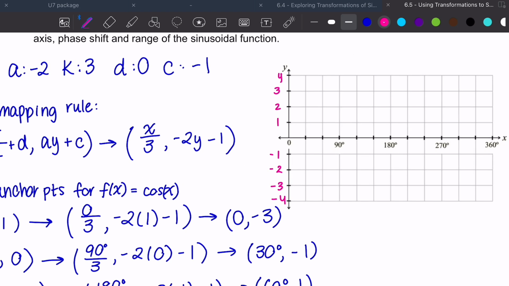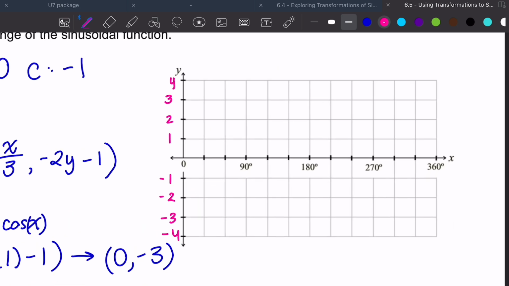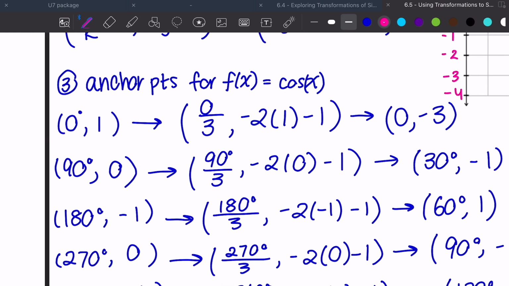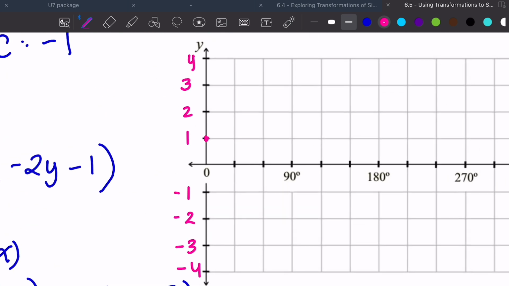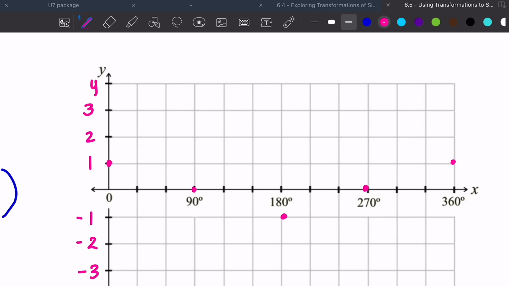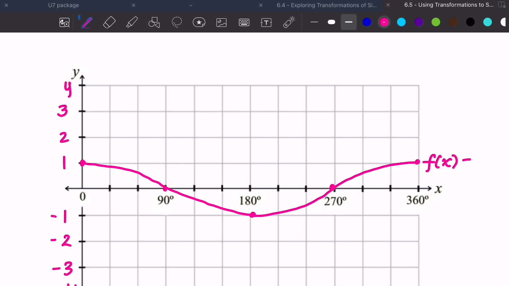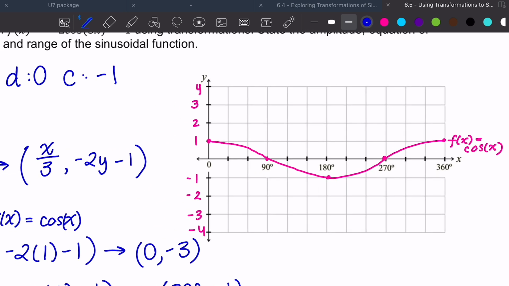And I will do the parent function in pink, so the regular cosine function. So for the original anchor points that we see here, I'm just going to plot those. So we said 0, 1, 90, 0, 180, negative 1, 270, 0, and 360, 1. So this is our original parent function. And I will write that f of x equals cos x. And then when it comes to our transformed function, I'm going to do that in the dark blue.